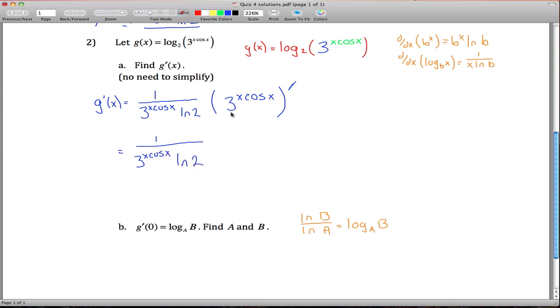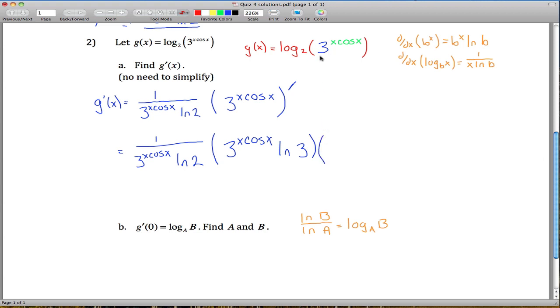To take the derivative of 3 to the x cosine x, you should think about this as chain rule again, the outside function being 3 to the x, the inside function being this x cosine x. So the derivative of 3 to the x, looking up here, is 3 to the x times natural log of 3. So the derivative of 3 to the x cosine x will be 3 to the x cosine x times natural log of 3. But then you're still not done.